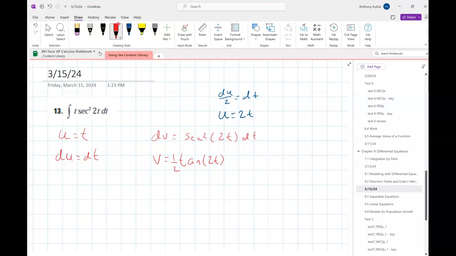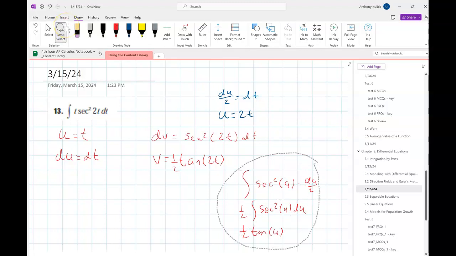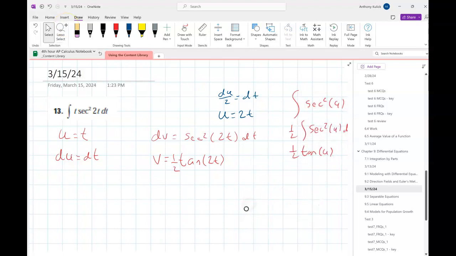That okay? How did you get tan out of that? Okay, so we're doing the integral of secant squared u times du over 2, right? So the 1/2 comes out front. And the antiderivative of secant squared is tangent. And then we just put our u back in, right? I got you. So just move you guys out of the way.